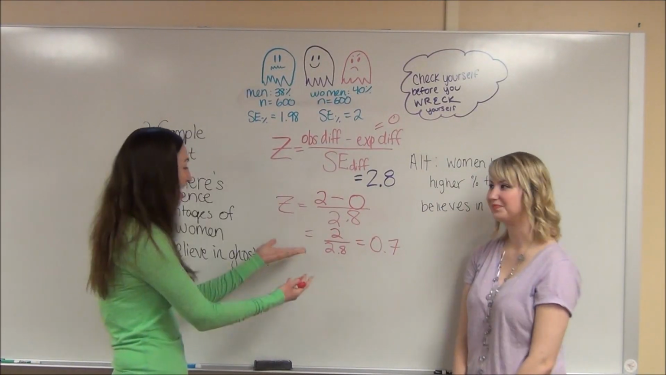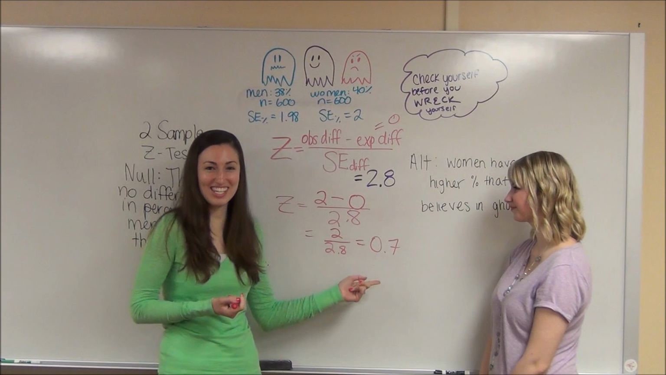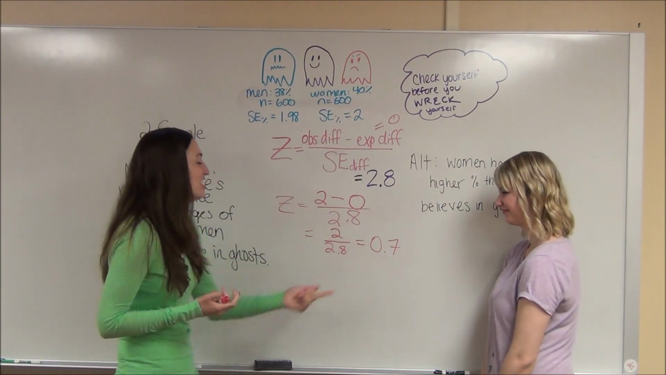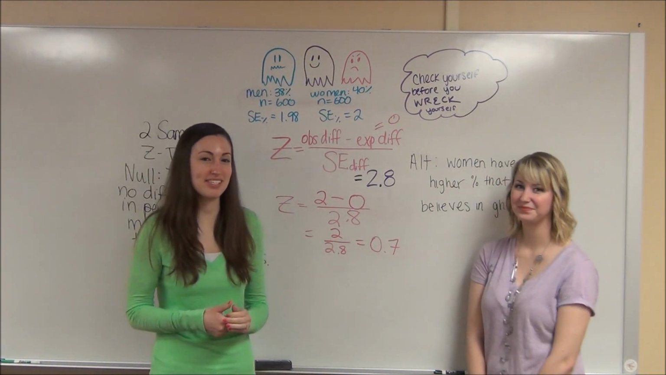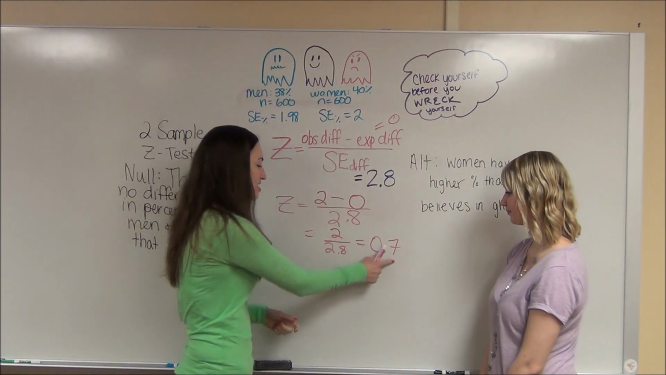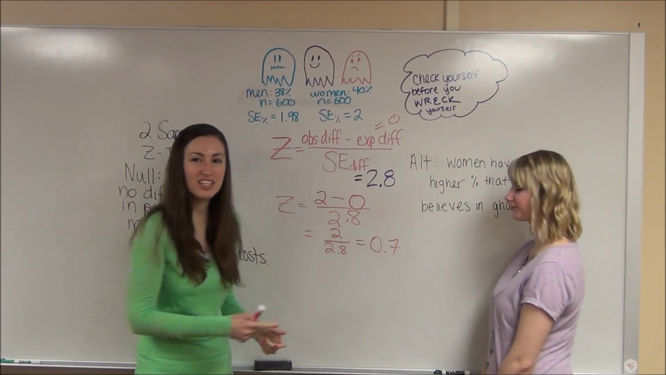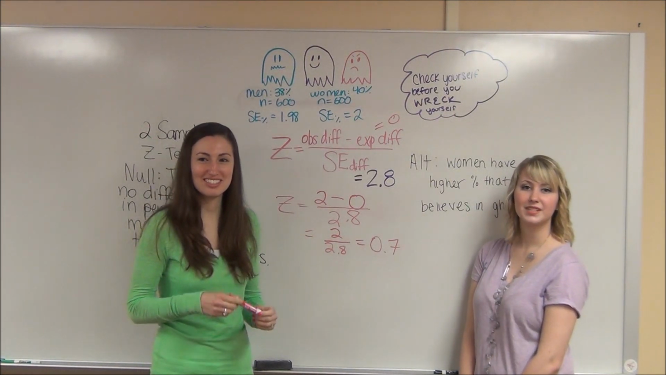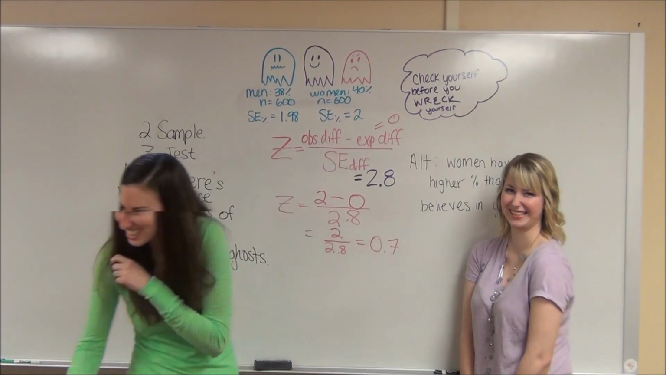Okay, so I just checked myself and got a z-score of 0.7. So my last step in this process is to figure out our p-value. We want to know, is this 0.7, is this statistically significant?